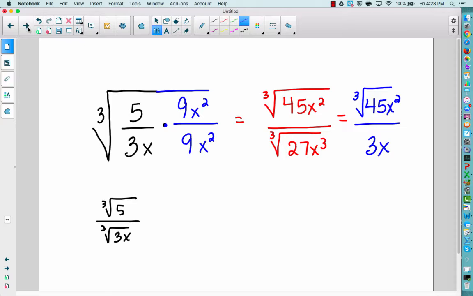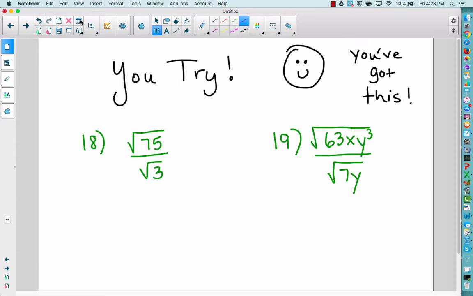All right, so now you are going to try, and you've got this, okay? So first you're going to check to see if they're divisible before rationalizing. You only want to rationalize as a last resort. All right, so you're going to try, pause, try 18 and 19, come back and check your answer. All right, you're back. This should have been the root 25, which was 5, because 3 goes into 75, and they are the same index, so you can divide them.